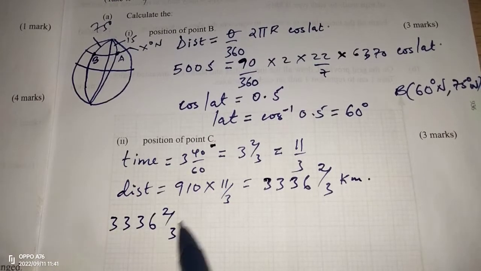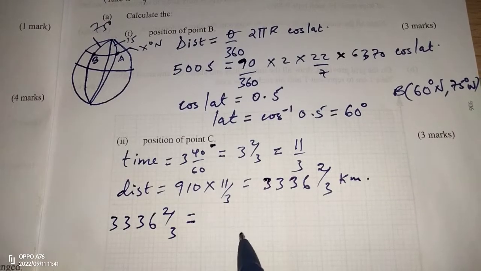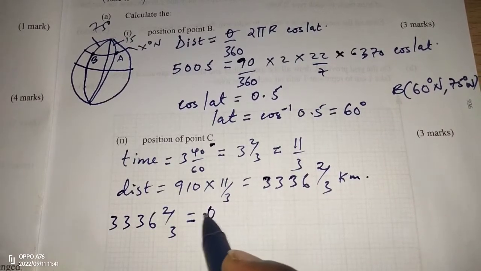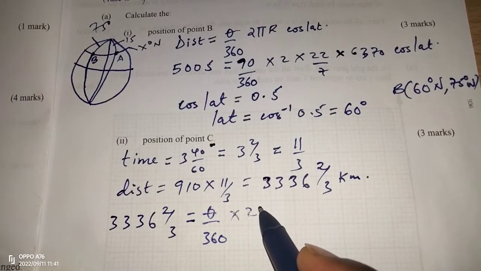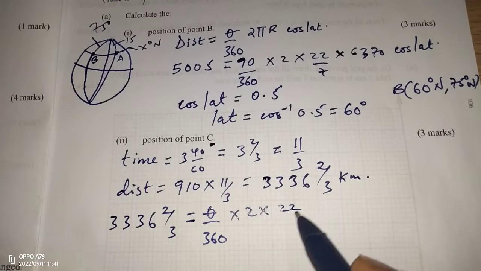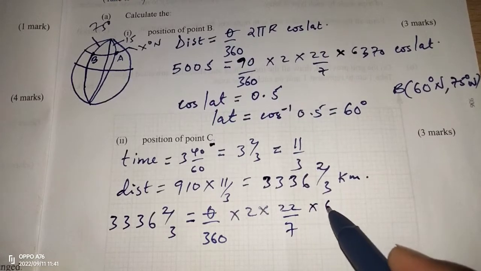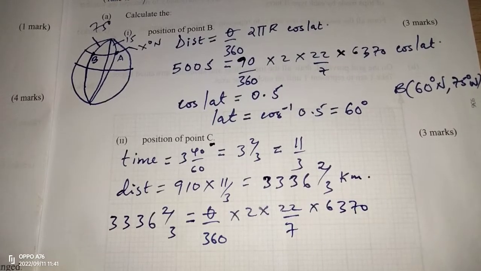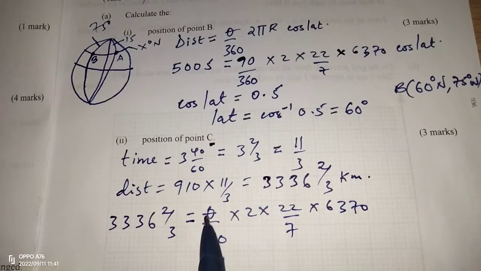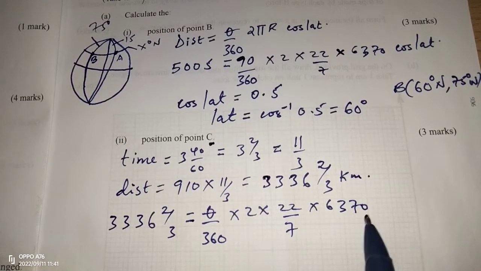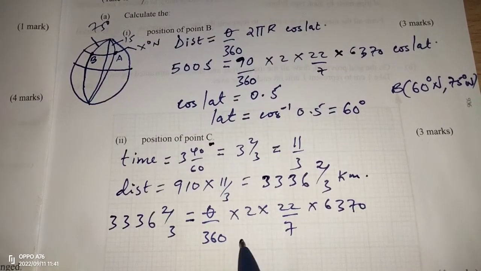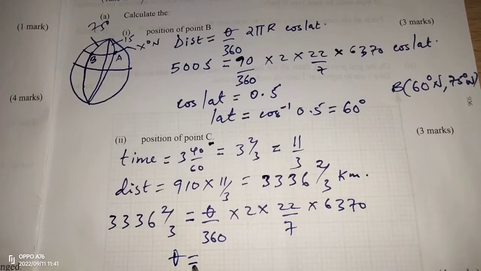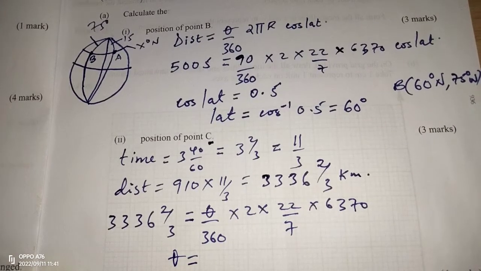3,336 and 2/3 kilometers equals the unknown theta over 360 times 2 times pi times 6370, because along a great circle, theta over 360 times 2 pi r is the formula for distance. So now we can get theta, the angle difference, or rather the latitude difference between B and C, now that we have the distance.